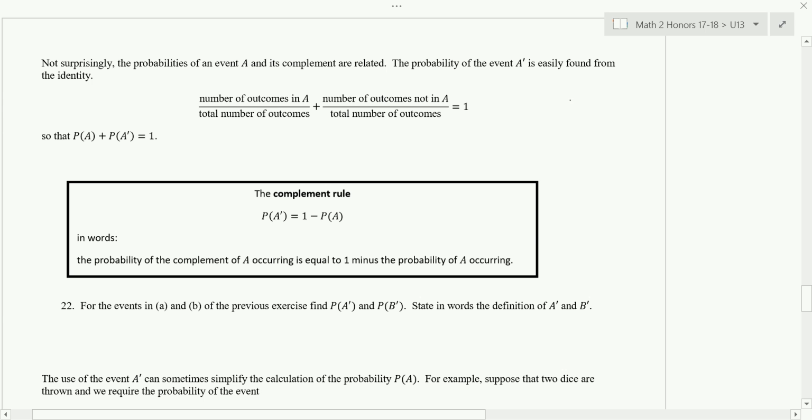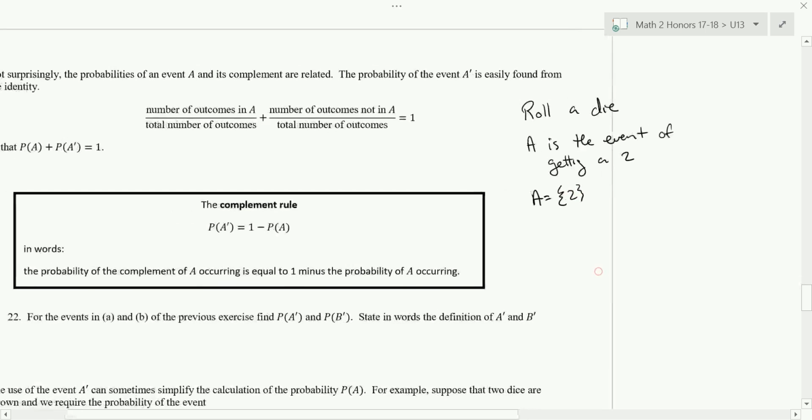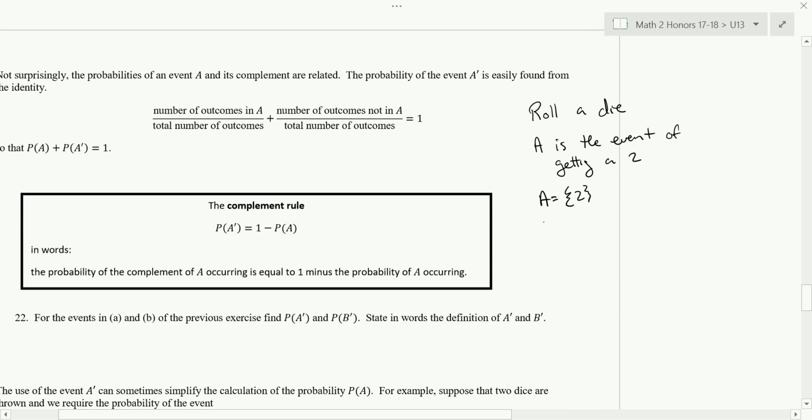So let's say you roll a die, and A is the event of getting a 2. So I could write this. A is, in set notation, a 2. Okay. What is the probability of A? 1 out of 6, right? There's one way out of the 6.